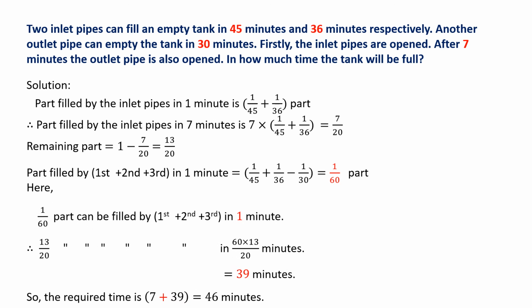So 1 by 60 part can be filled in 1 minute, so 13 divided by 20 part can be filled in 39 minutes, and we had already filled for 7 minutes. So the total time is 7 plus 39, which equals 46 minutes.